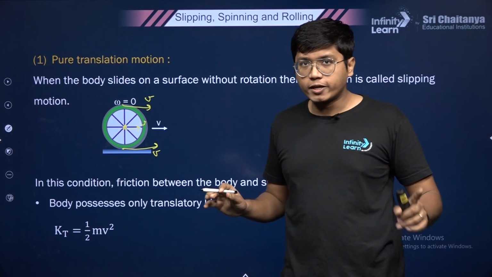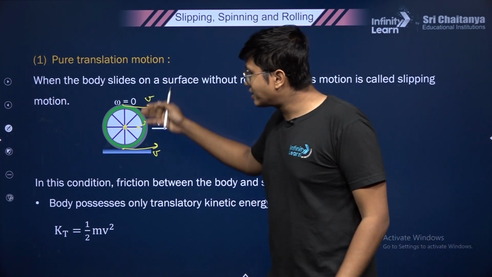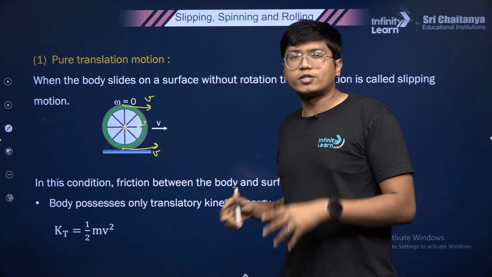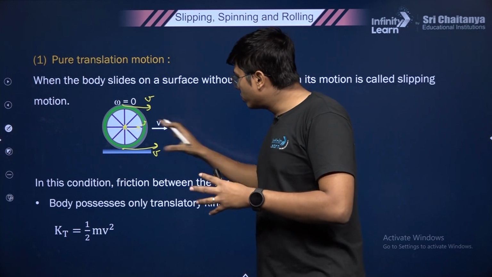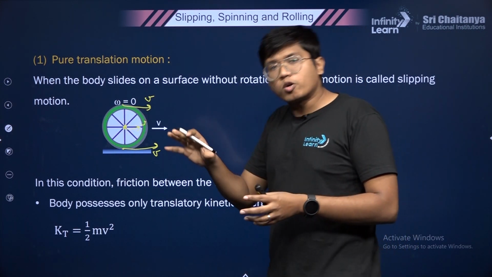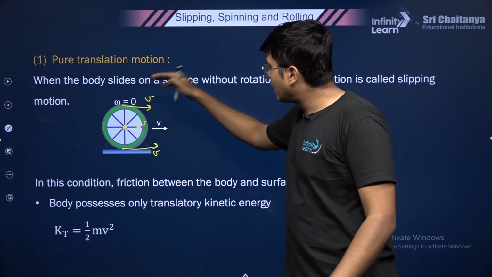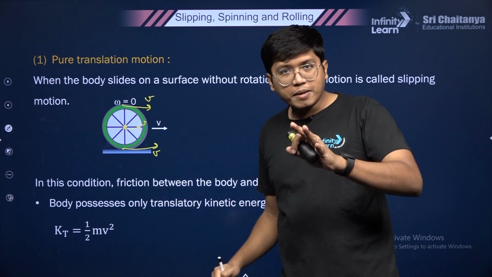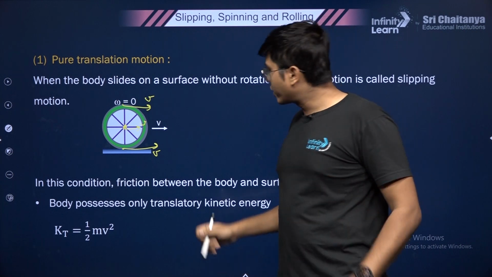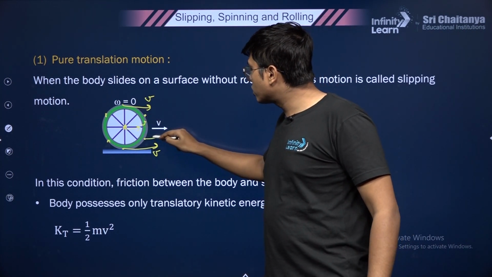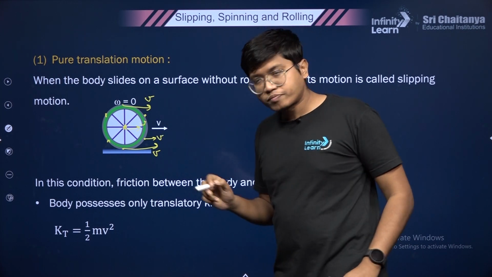Nothing is changing over here, and in this case this system is said to be slipping because it's slipping on this surface. If you have a wheel and you move it here, you don't call it rolling, you call it slipping. So in slipping, the key point is that the velocity of each point is the same and in the same direction. If you pick any other point, all of the points have the same velocity v in that direction.